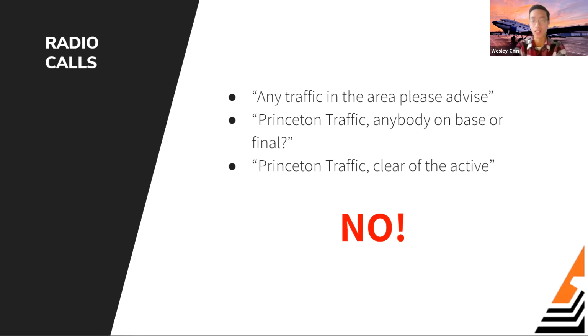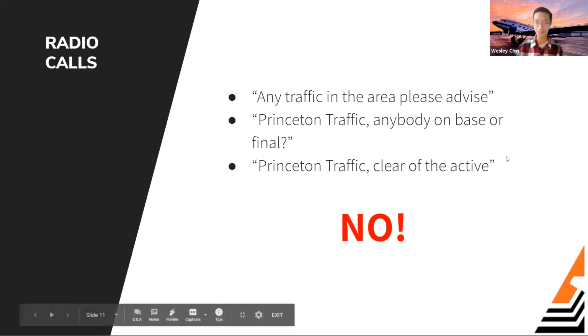All right, and then how about this last one here? Princeton traffic, clear of the active. So what's wrong with this call? Clear of the active. Confusion what the active is, which runway? Cool. Yeah. So at non-towered airports, there's no active runway. The good thing with Princeton, there is just one runway, right? So definitely want to specify clear of 10 or 28, but if you are flying, for example, to a non-towered airport with multiple runways, say you're going to Orange County or something, right? If you say clear of the active, that's pretty useless, right? Again, because we don't have an active runway at a non-towered airport, so we want to be as specific as possible, say clear of runway 28 or whatever it is.